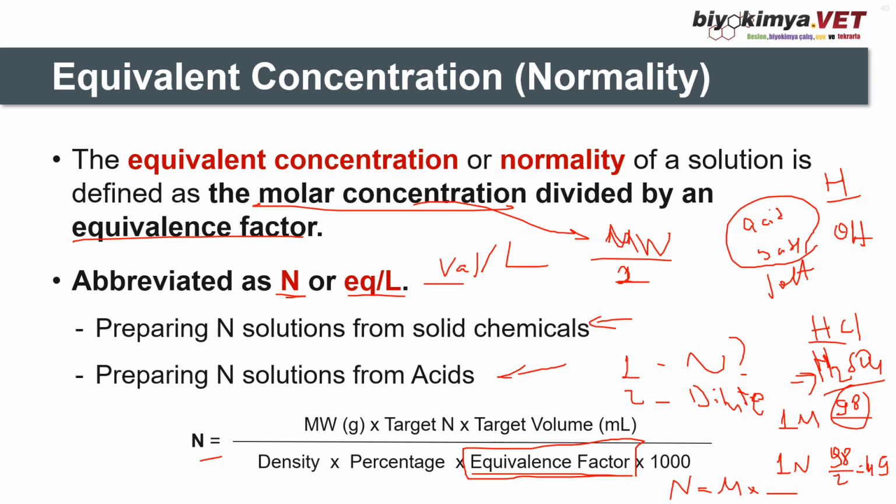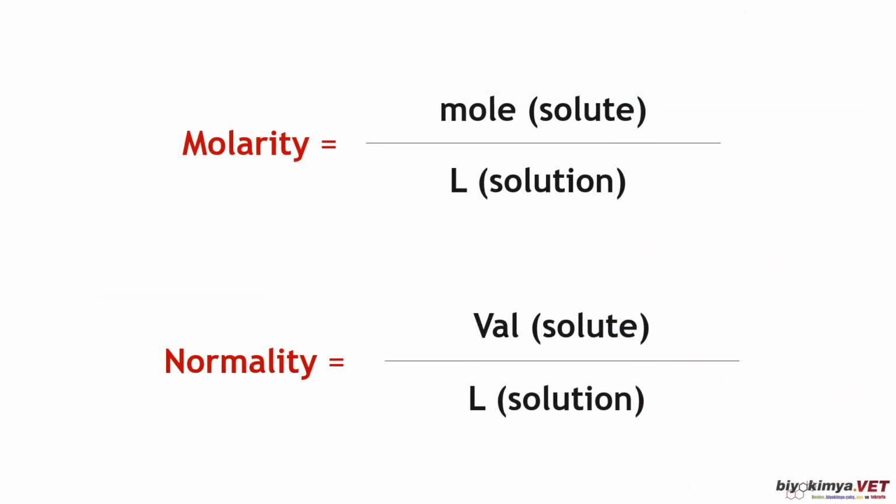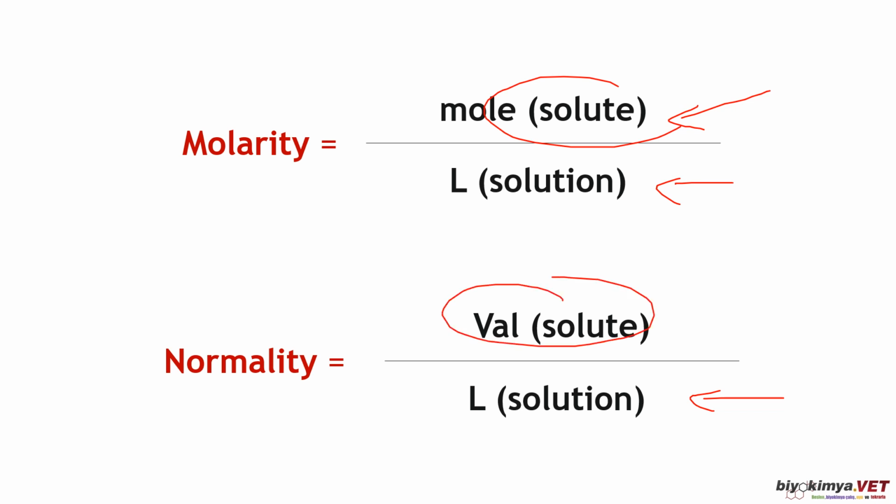And a clear slide showing the differences between molarity and normality. So the denominators are the same, the volume of the solution, but the numerator is different. In molarity, it is the moles of solute. In normality, it is the valence or equivalents of the solute, or the equivalent grams of solute.